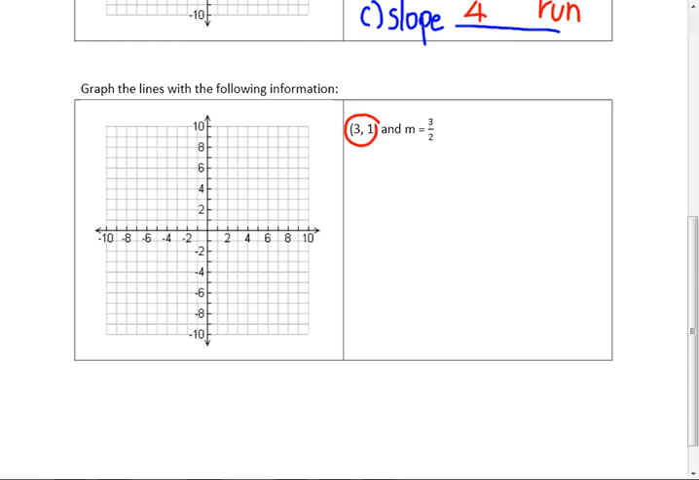Okay. Where am I going to go? I'm going to start at the origin. I'm going to count over how many to the right to plot that. 3. 1, 2, 3, and I'm going to go up how many? 1.